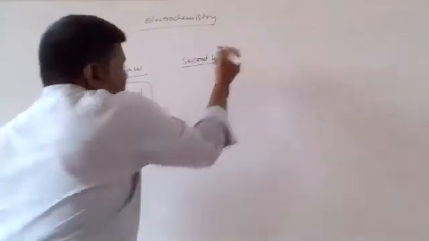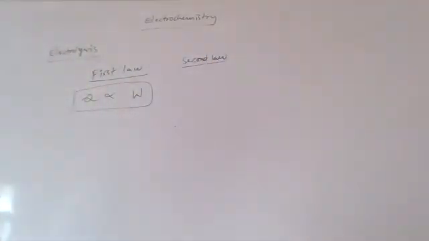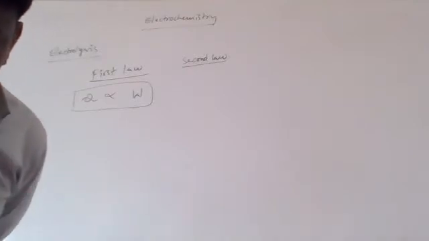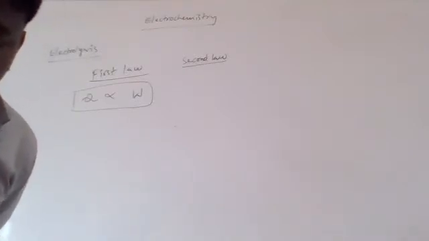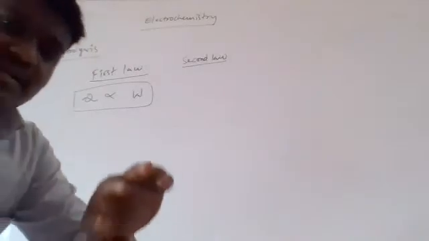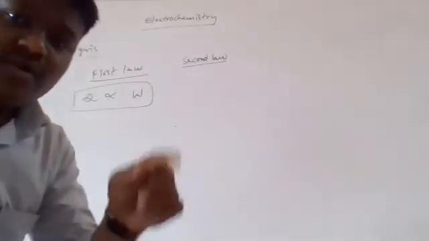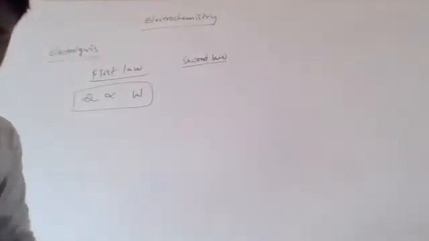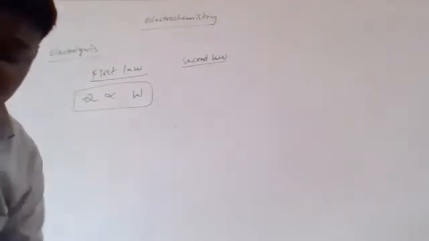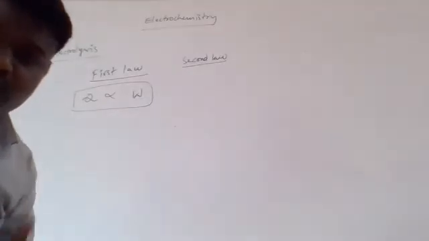Second law of Faraday's. Second law explains, be careful, second law is very important: if different electrolytic cells containing different electrolytes are joined in series and the same quantity of electricity is passed through them, observe here, different electrolytic cells, different electrolytes joined in series and the passing current is the same quantity.